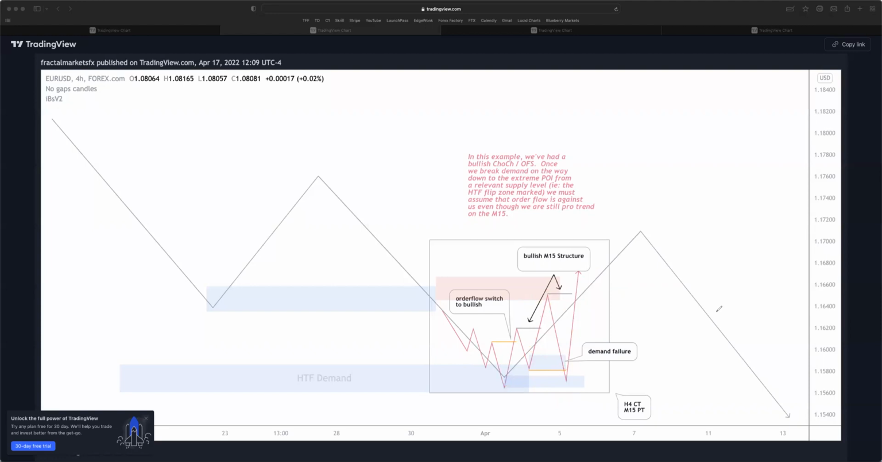Okay, so I'm going to put this to bed. I'm not even going to go any further because we don't need to complicate it. All I'm saying here is that if we have a demand failure from a relevant supply, we can still assume that we could trade this pro trend, provided that we're targeting something higher. Okay, it's all about targets. It's all about understanding where you sit within price, that this is going to become more and more relevant.